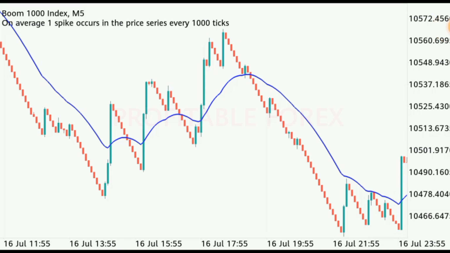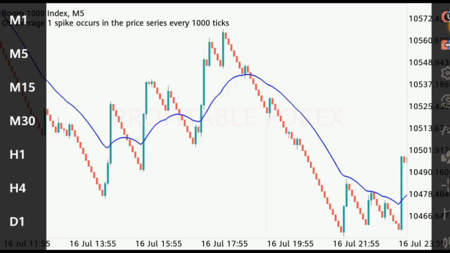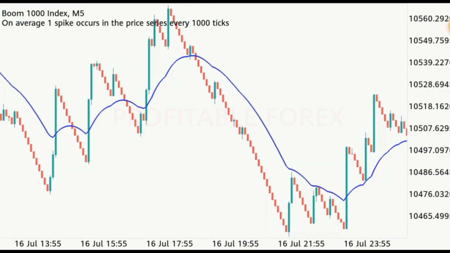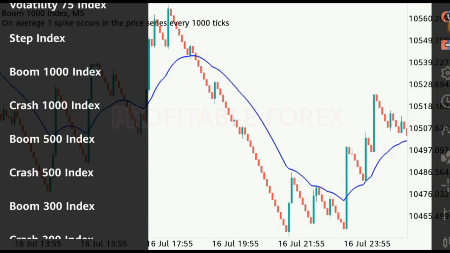Let's go check out Crash. Remember, if you're scalping, you have to use Boom 1000 or Crash 1000. It works for all the Boom and Crash. You can use Boom 500, Crash 500. You have many more candlesticks to scalp when you are using Boom 1000 or Crash 1000. So let's head over to Crash 1000.